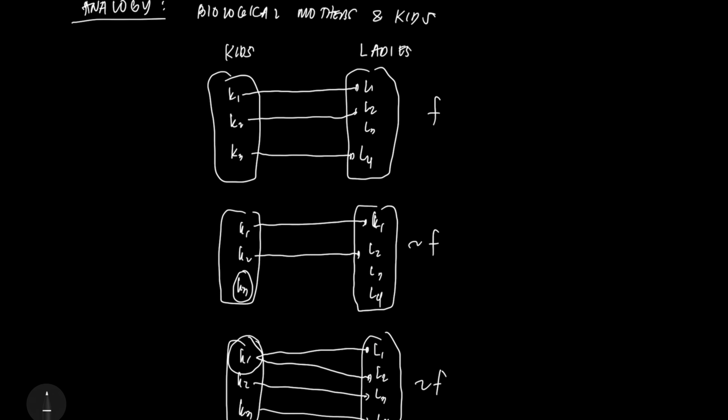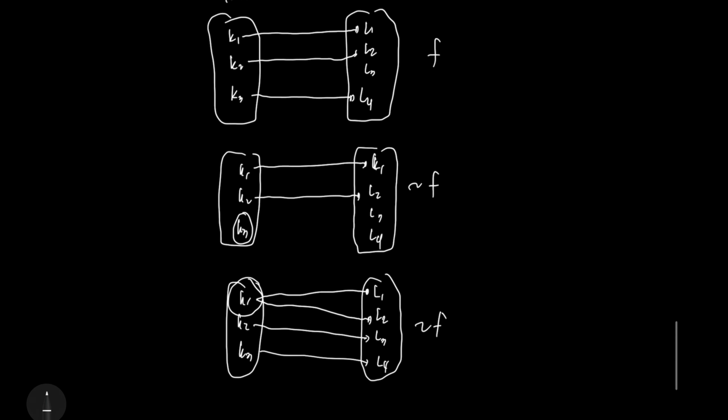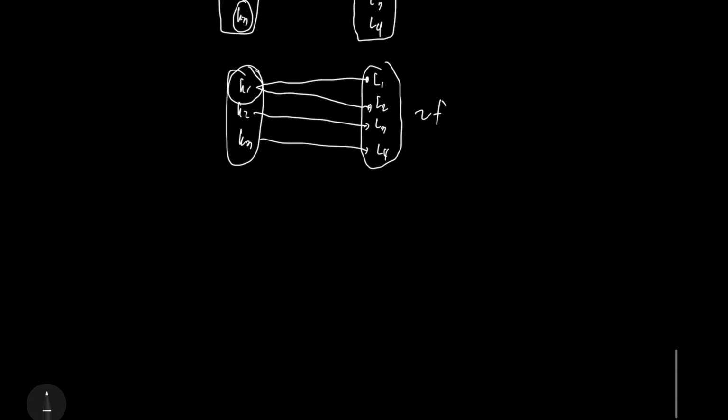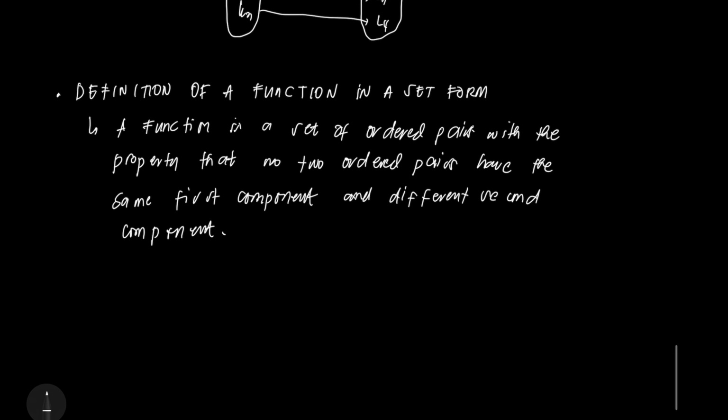So this kind of explanation of a function is through mapping. Okay, we are mapping one set to the other set. Okay, the mapping of the domain to the range. Okay, we can also define a function in a set form.